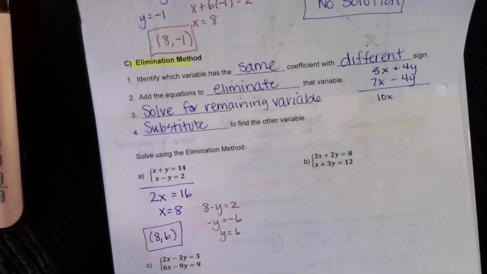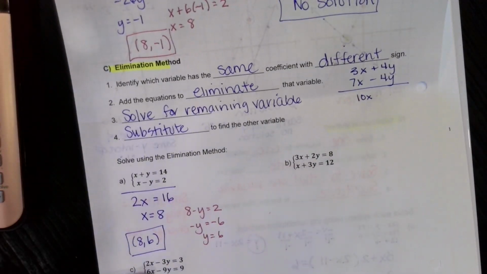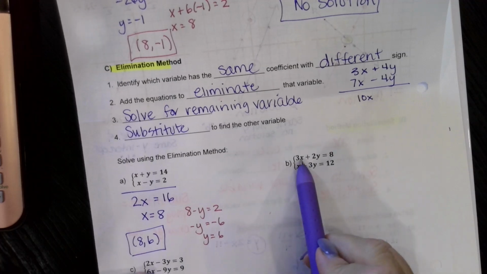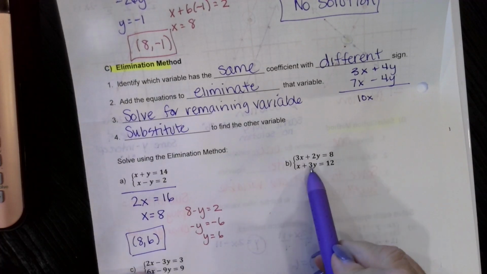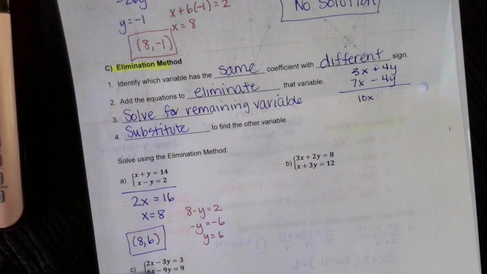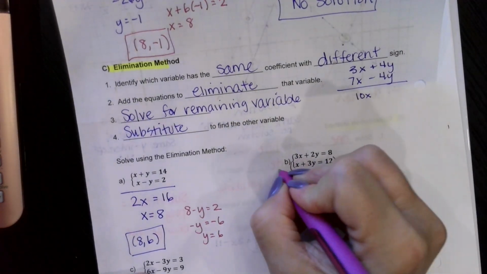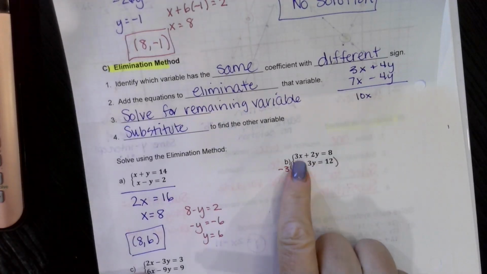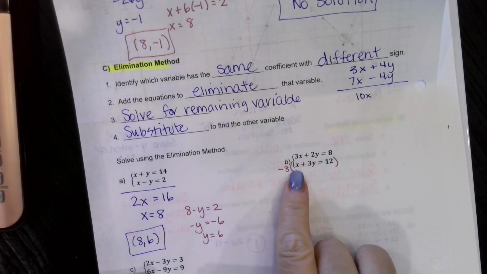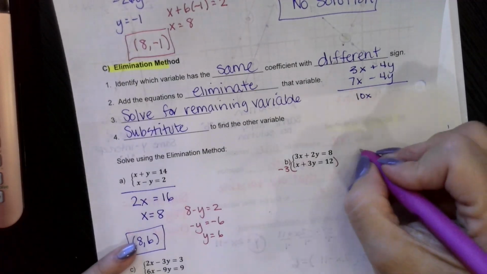All right, so with letter B, we don't have anything that's the same coefficient. So this is a 3, this is a 1, this is a 2, this is a 3. So when we do that, we have to create the same coefficient, right? So what I'm going to do is take my bottom equation and multiply it by negative 3. So if this is a 3x and I multiply this by a negative 3, then my x's are going to go away. So I'm going to rewrite the whole thing.